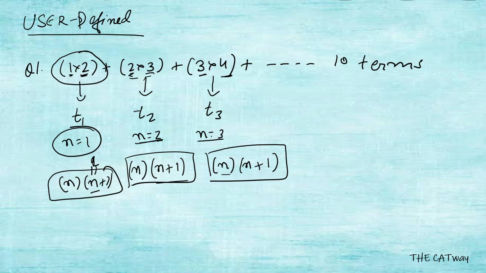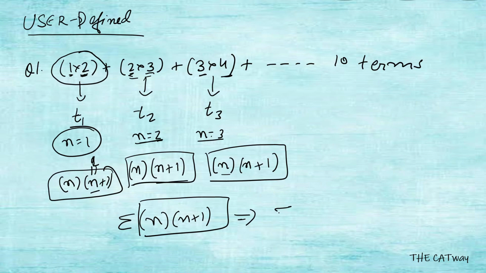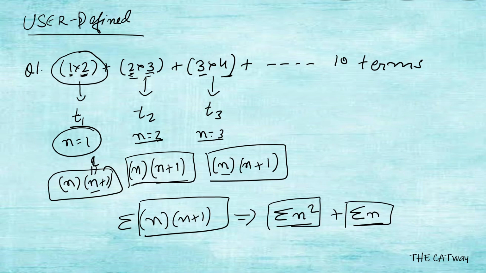Now we have to find the summation of all these. We write the summation sign and n into n plus 1, so the summation applies to all of it. Then we distribute it, multiplying inside. n multiplied with n gives n square, and n multiplied with 1 gives n. So we have summation of n square plus summation of n. We will put in the formulas of summation up till n terms and find the value.